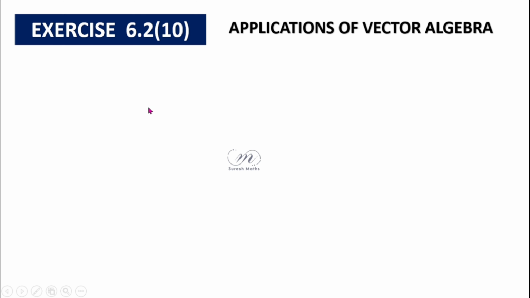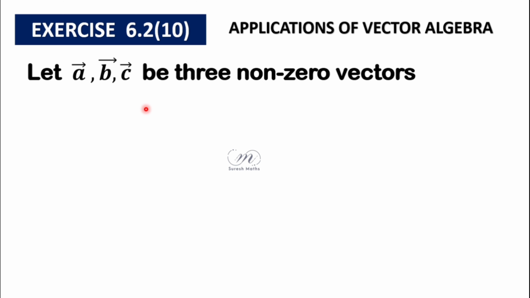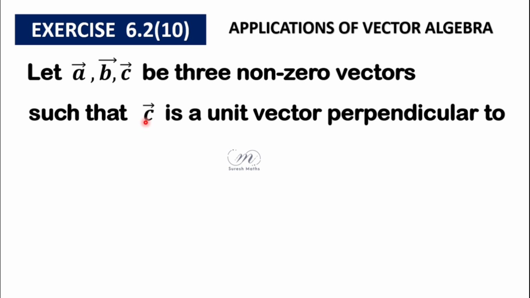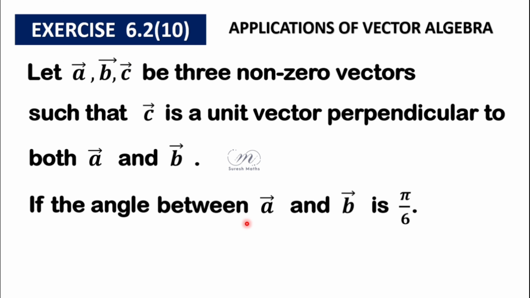Exercise 6.2 question number 10. Here, what is given? A vector, B vector, C vector, 3 non-zero vectors. It means that the box product is not equal to 0. C vector is a unit vector which is perpendicular to both A and B. Also given that the angle between A and B is pi by 6, 30 degrees.